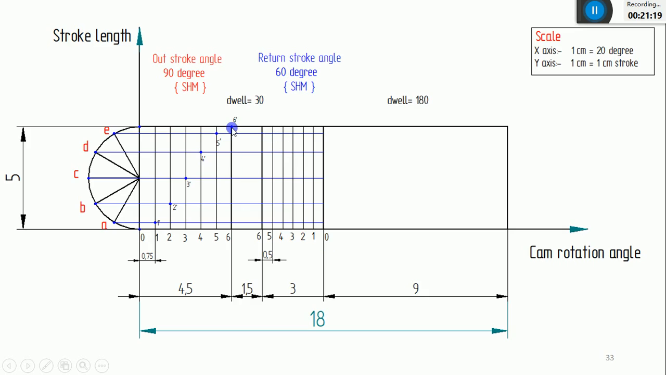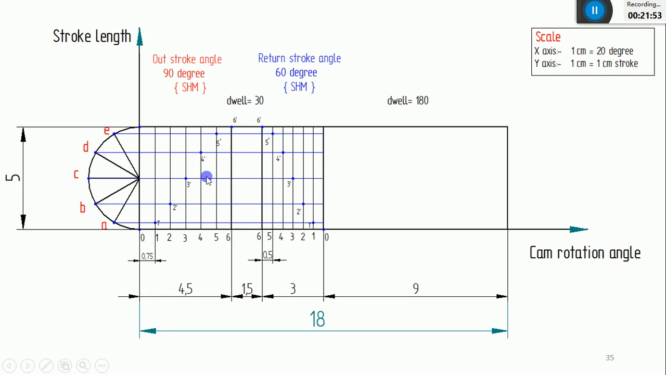So this is a dwell. For the next 30 degrees, there is a dwell. It means I'll draw a straight line. Before that, this is the return stroke, that is 60 degrees. It will start from here. So the first horizontal line is nothing but the sixth vertical line. So this will be 6 dash, and whatever the line that is coming from point E and the fifth vertical line, it will be 5 dash, 4 dash, 3 dash, 2 dash, 1 dash, and finally 0.